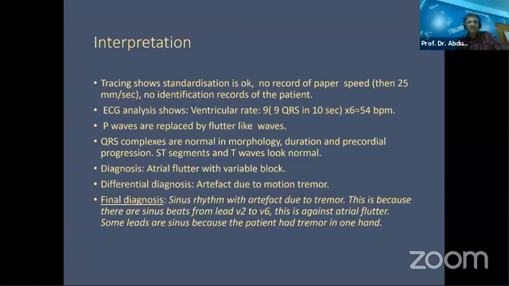But this is normal. Tracing shows standardization is okay. No record of paper speed, then it must be 25 millimeter per second. No identification records of the patient. ECG analysis shows ventricular rate, 9 complexes in 10 seconds, that is 54 beats per minute. QRS complexes are normal in morphology, duration, and precordial progression. ST segment looks normal. So our initial diagnosis is atrial flutter with variable block. It should be 5:1 block.